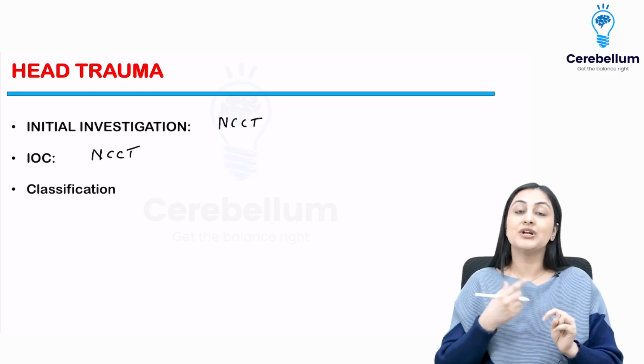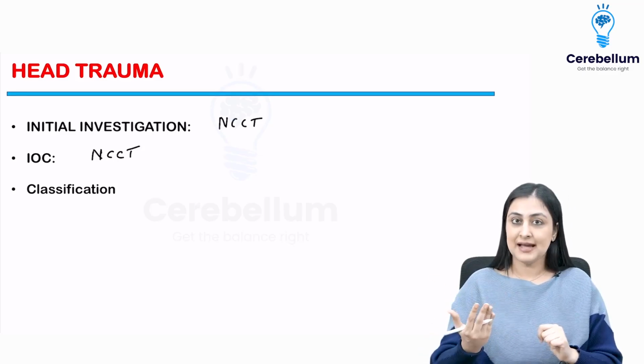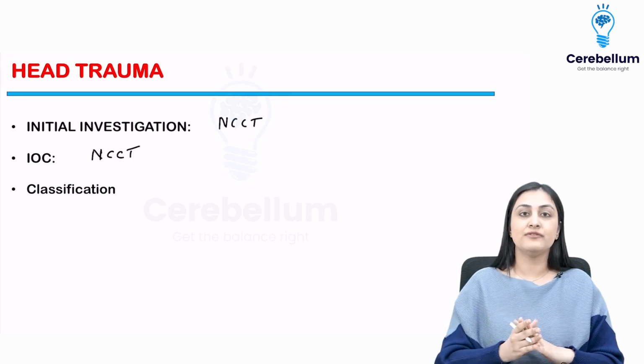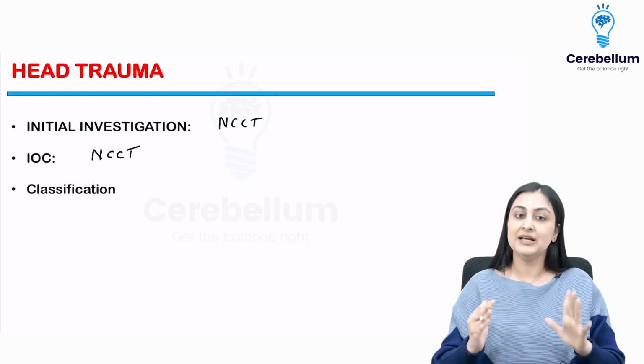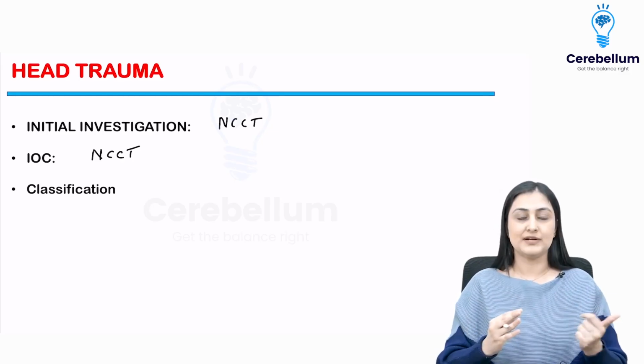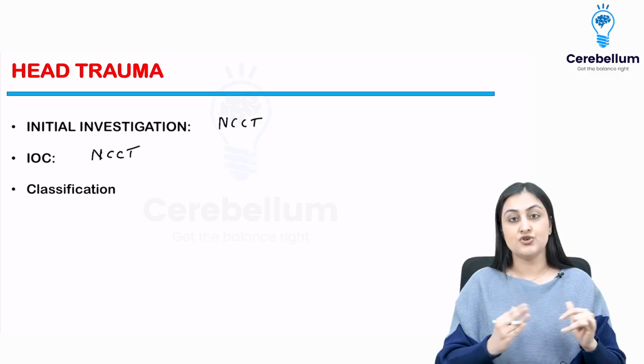And we know acute hemorrhage is hyperdense. It is white on CT scan. So that is why we don't have to give any contrast. So we do a non-contrast CT scan of the brain. It is a very quick investigation. That is why it is the one-stop solution that we have for imaging head trauma.